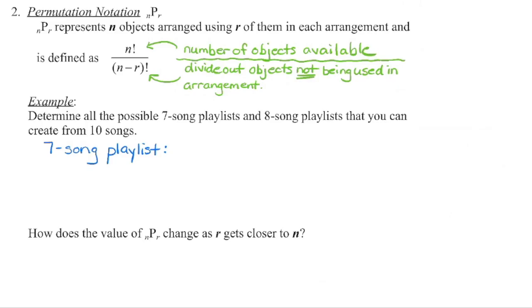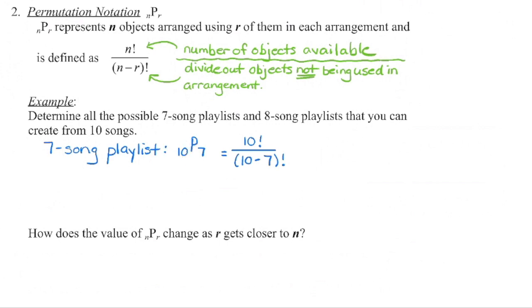Let's take a look at an example here. So we have 10 songs, and we are going to create a possible 7-song playlist and then an 8-song playlist. How many different ways can we take these 10 songs and arrange them into a 7-song playlist? So we can begin by saying, okay, we have 10 songs to pick from, and we're putting them into 7 positions. In factorial notation, now you could just enter this into your calculator, but I'm going to show you.